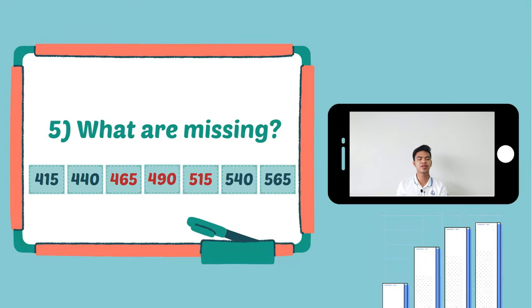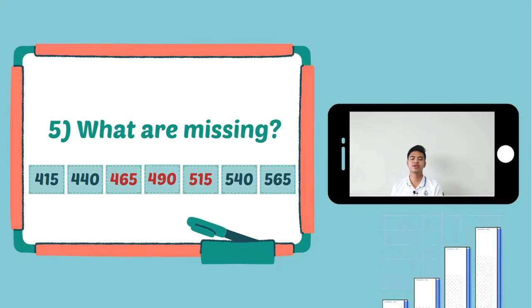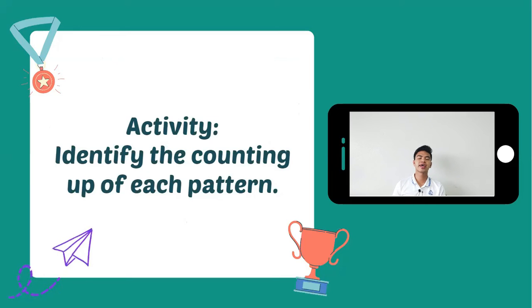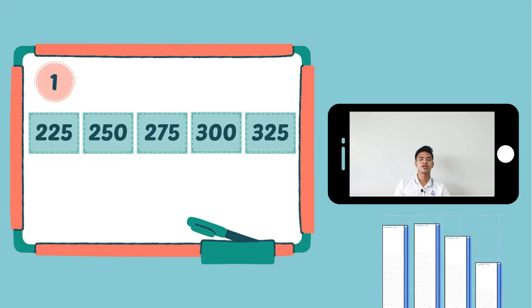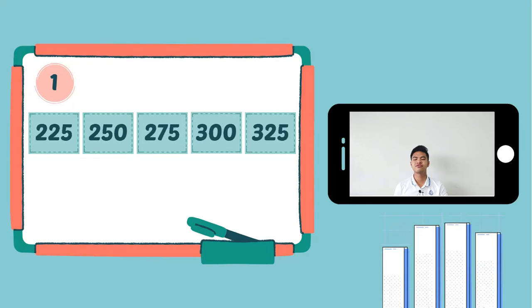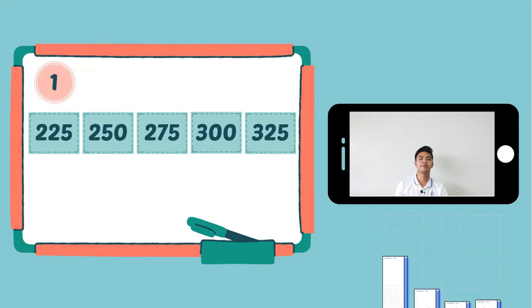Very good, kids. So now we're going to have another activity. Here we are going to identify the counting up of each pattern. So what is the counting up of the following patterns? Let's go and try one example. Here we have 225, 250, 275, 300, and 325.